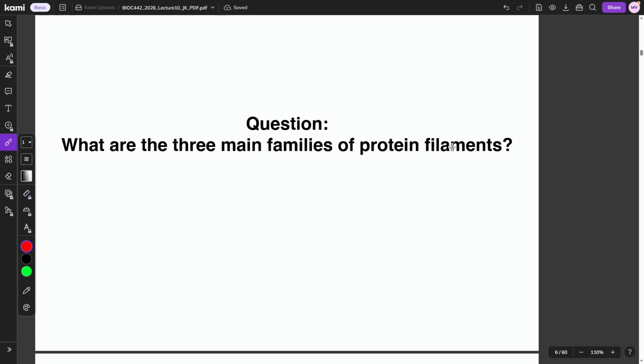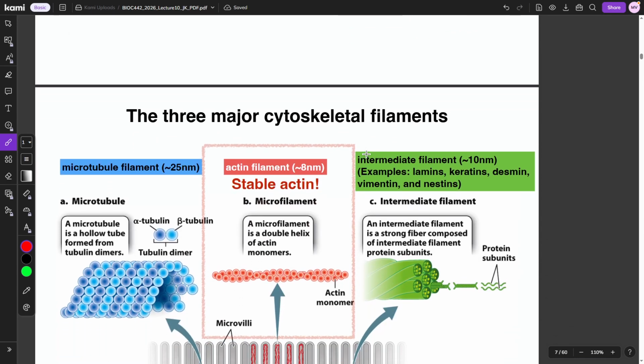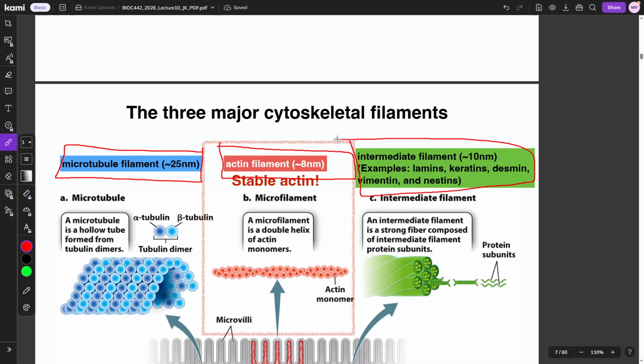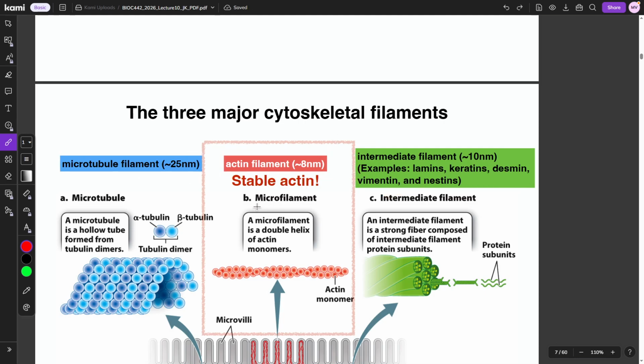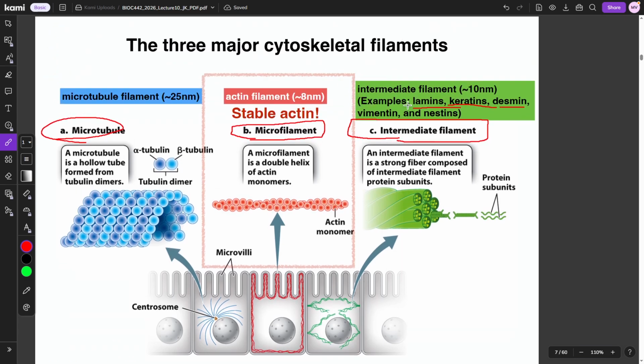So what are the three main families of protein filaments? And protein filaments are just things that make up the structure of a cell. So we've got a couple of them. There's going to be microtubules, which are like the big boys. Actin, which is going to be the small boys, and then intermediate filaments like lamins and keratins, which are going to be the medium boys. So we think of these as microtubules as one category, microfilaments, which is basically actin, and intermediate filaments, which make up all of these other things: keratin, desmins, lamins, vimentins, and nestins, which are things they've actually already listed here, of course.